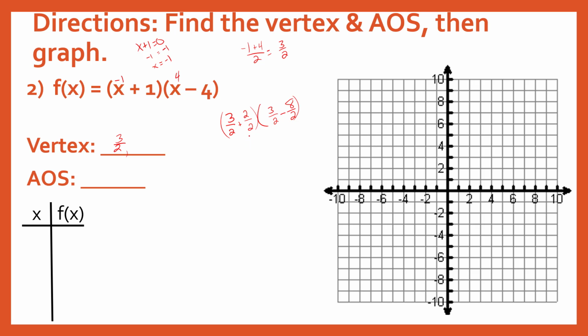3/2 and 2/2 gives us 5/2. Sorry, what am I doing? 3 minus 8 gives us a negative 5/2. 5 times negative 5 is negative 25. 2 times 2 is 4. So we have a y value of negative 25/4.